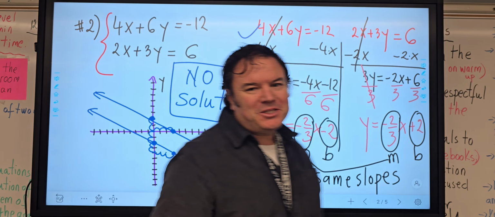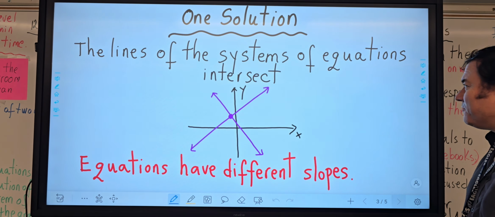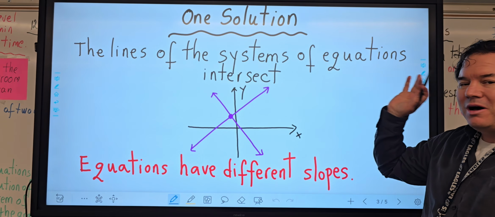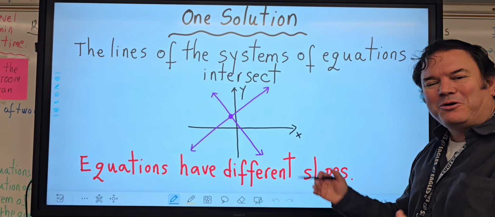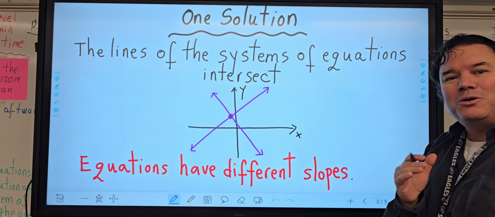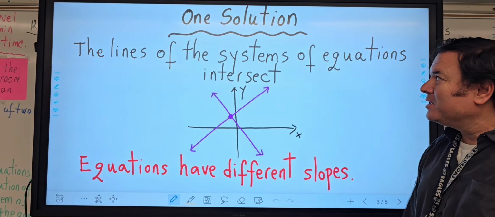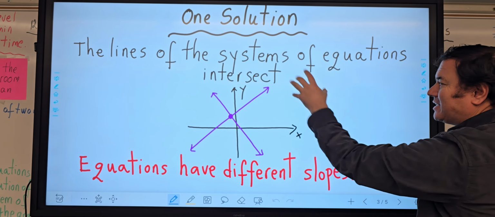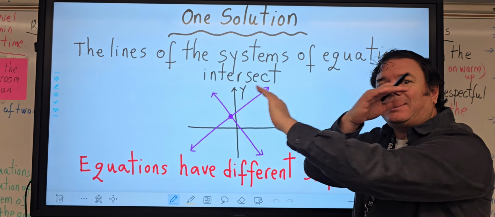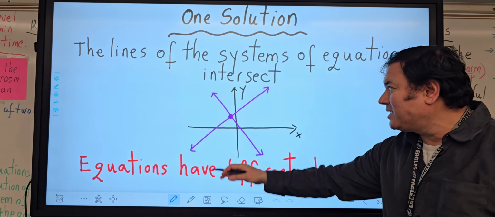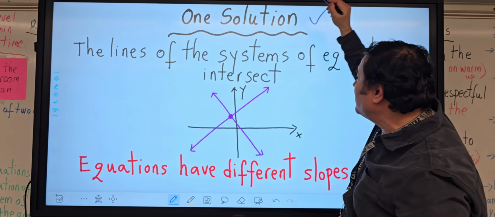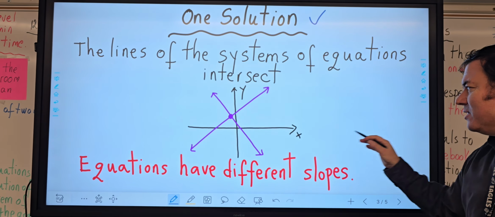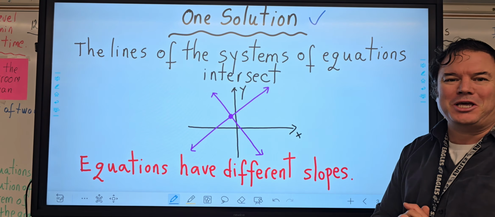Okay, let's recap a little bit. Let's take a look at the first example here. In the previous video, after we graphed the equations, the lines were intersecting at one point. So again, we have one solution when the lines of the system of equations intersect. So if the lines intersect at one point, we can say we have one solution. The equations have different slopes. The slopes are not the same.